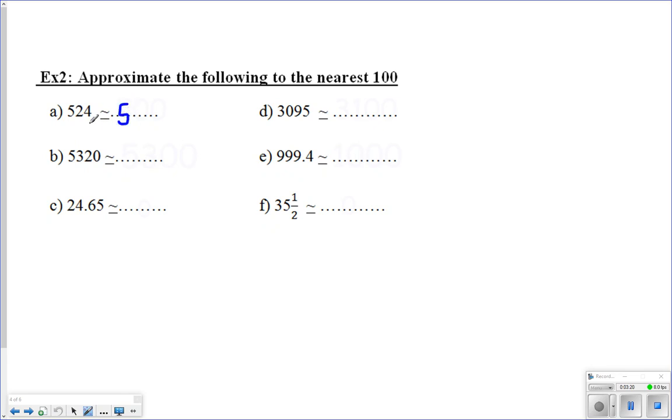Okay, and what about the 2 and 4? While approximating to the nearest 100, the 100 has 2 zeros. So you must write 2 zeros. The answer will be 500. Okay? As you see, approximating 524 to the nearest 100, the answer will be 500. Go to question B.